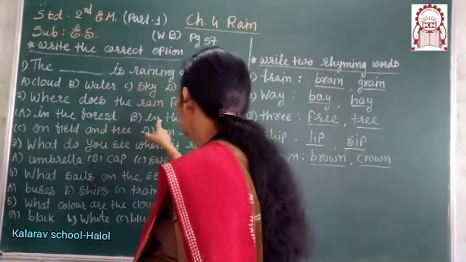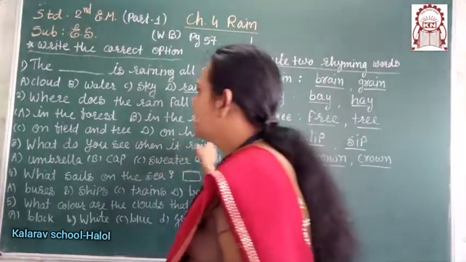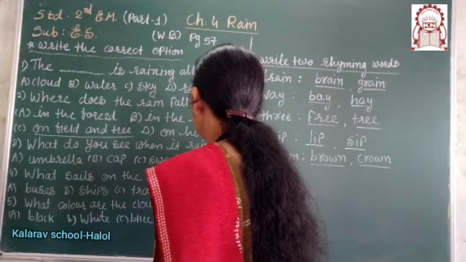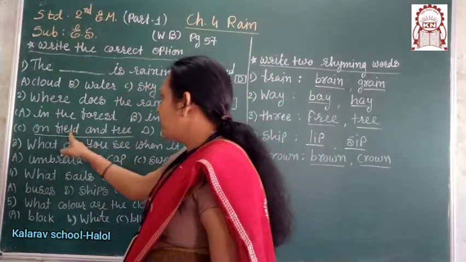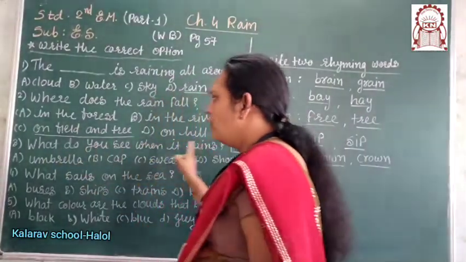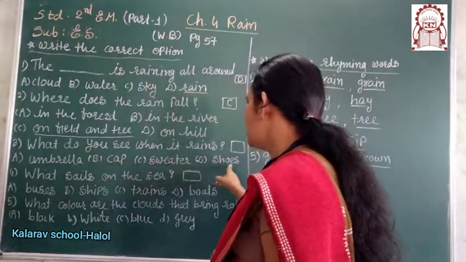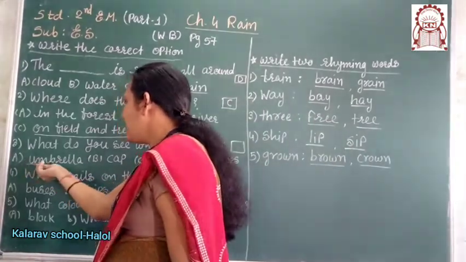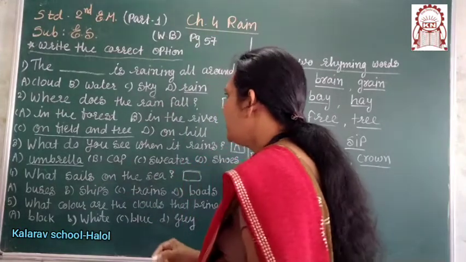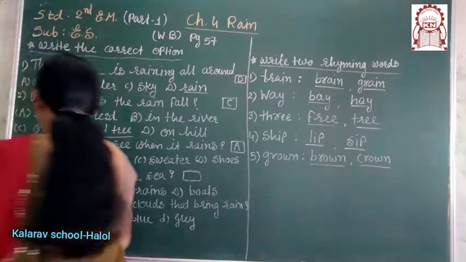Now, second number, where does the rain fall? In the forest, in the river, on the field and trees, and on the hill. Then on the field and the trees. Right? Where does the rain fall? On the field and on trees. What do you use when it rains? Umbrellas, cap, sweater, shoes. What do you use? Umbrellas. Now write down in the box also. It is A. When there is a fill in the blanks, then you also write the rain.